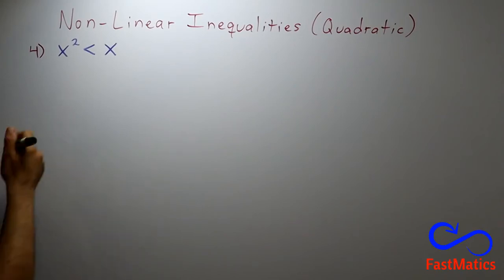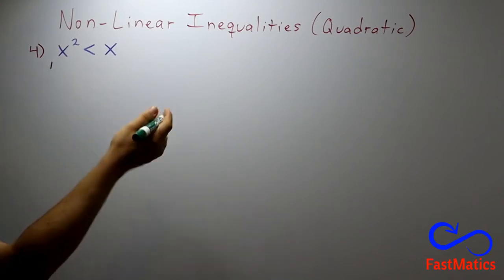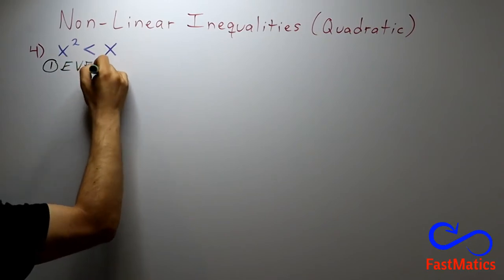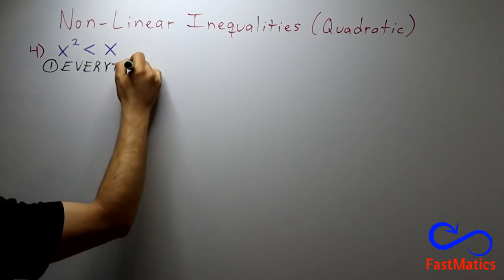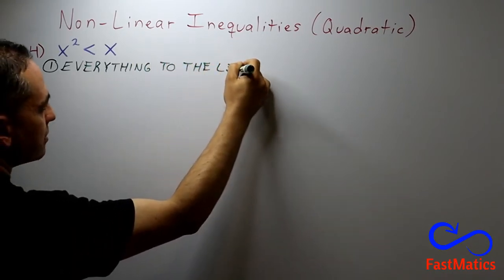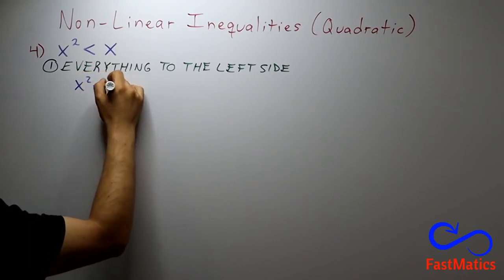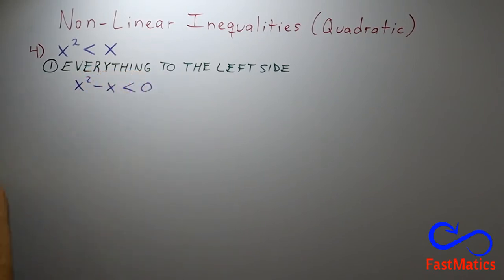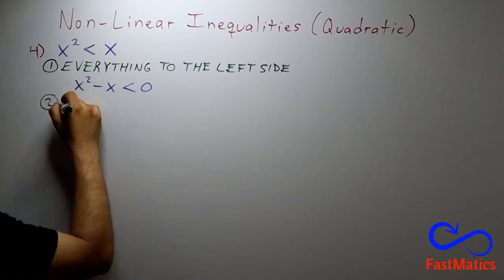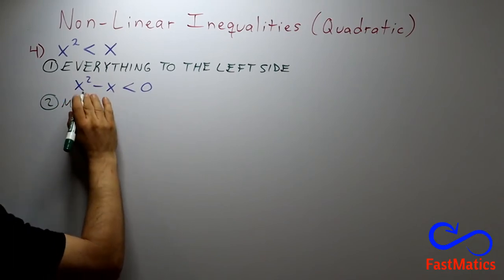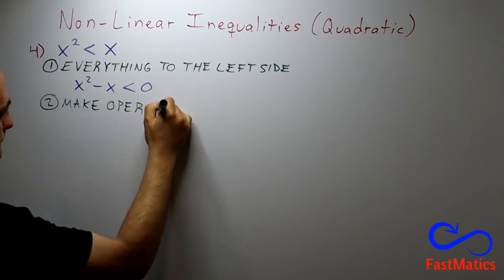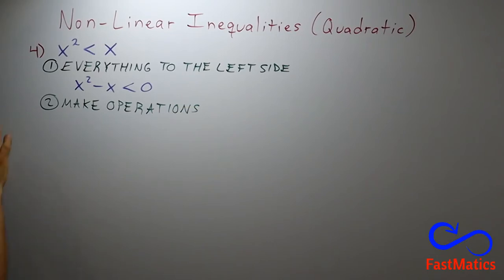First step, the same as in the other method. Everything to the left side. X squared minus x less than 0. Second step, make operations. But here we have nothing to do.